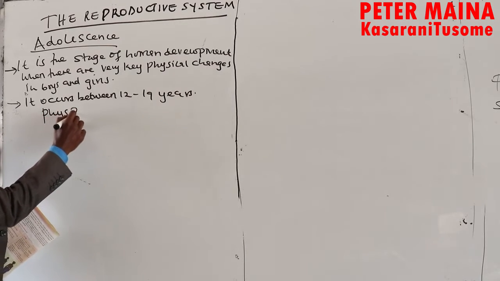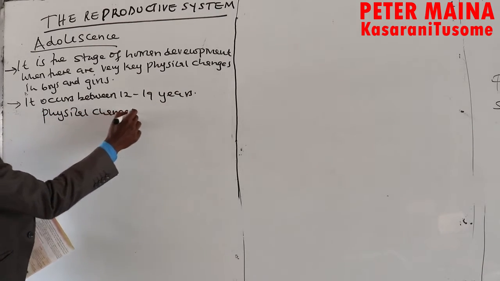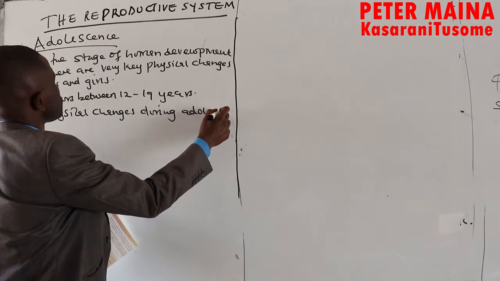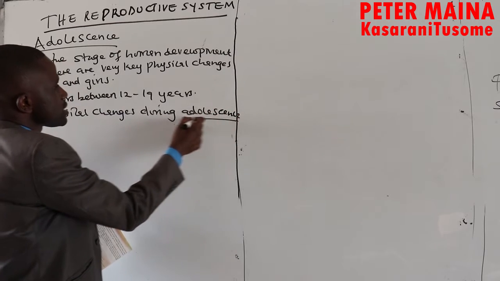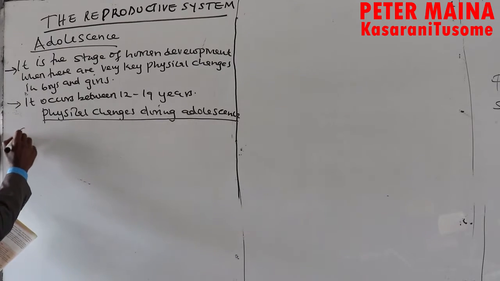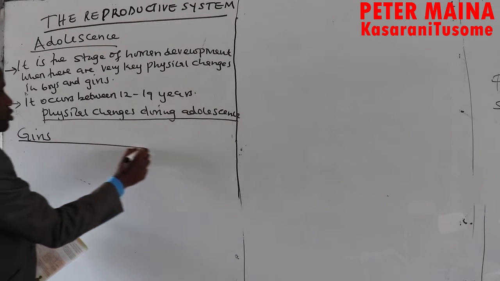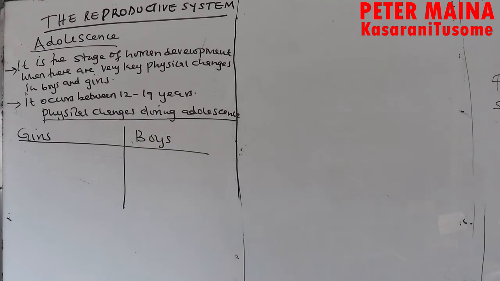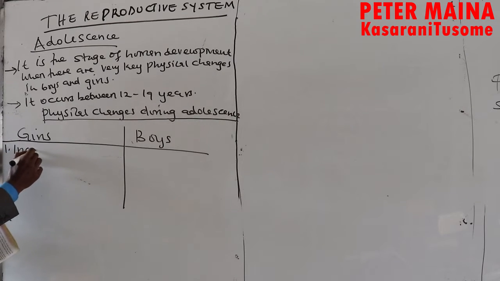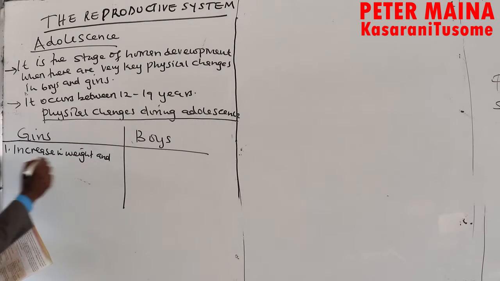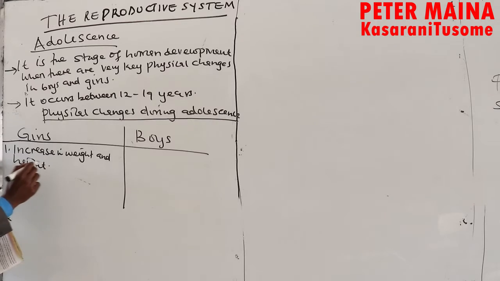Physical changes during adolescence. So let's see, what are those physical changes that will occur during adolescence? Let's understand the physical changes that will occur in girls and the physical changes that will occur in boys. So one is that in girls, increase in weight and height. That's one of the changes that will occur in girls.